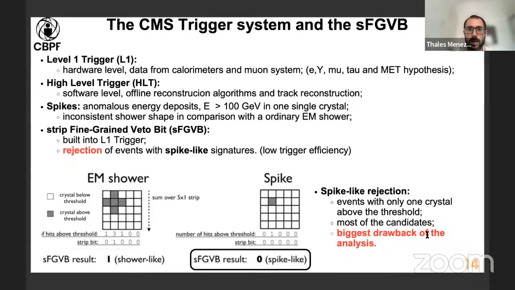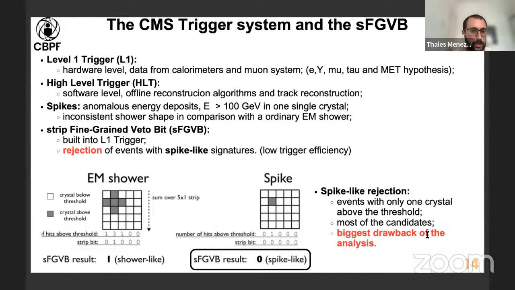the trigger system. The trigger system of the CMS is deployed at two different levels. The level 1 trigger, the L1, is deployed in hardware and uses just the data from the calorimeters and the muon systems to provide hypotheses for the most varied types of particles. And for the high level trigger, we have a more robust and structured decision, which is deployed in software and uses information from the track reconstruction, which is quite important for this analysis.